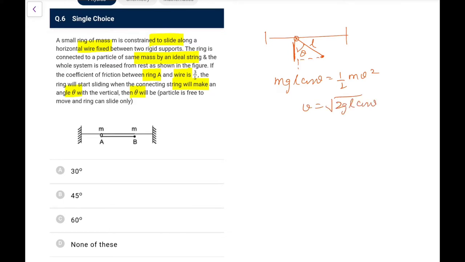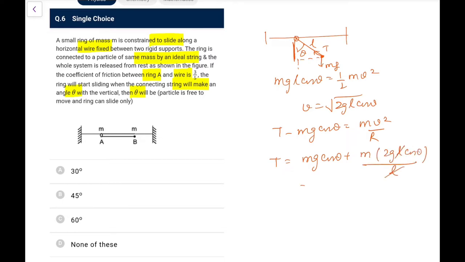Because v is equal to root 2 g L cos theta, if I draw the tension and the mg, then the famous equation towards the center, you write T minus mg cos theta equals mv square by r. So I get the value of tension as mg cos theta plus mv square by r, that is m 2gL cos theta, and r is basically L here, so that cancels, and I get 3mg cos theta. So that's okay. Now this tension will have a component along the horizontal which I can write as T sine theta, and that tries to move it.